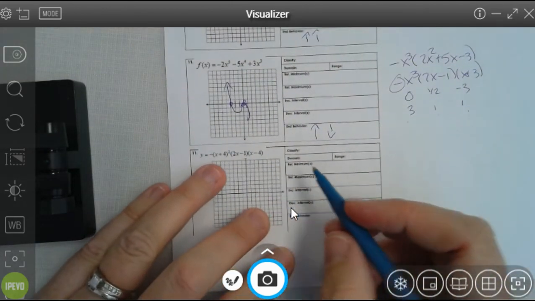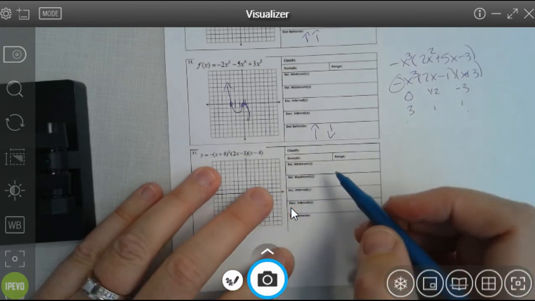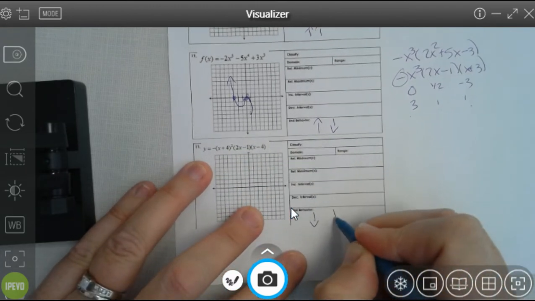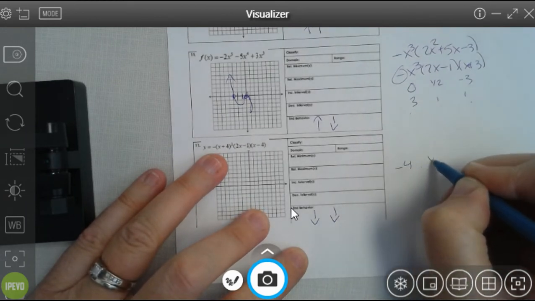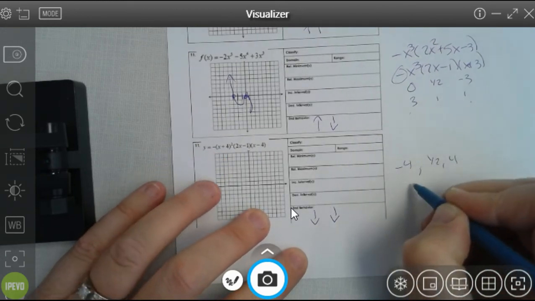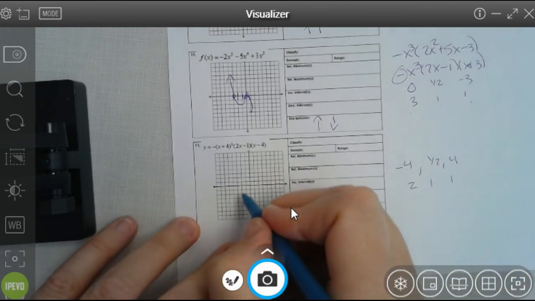All right, this one's already factored for us. There's 2, 3, 4. There's 4 zeros and it's negative. So this graph should be going down, down. My zeros are negative 4, 1/2, and 4. Multiplicity here is 2, 1, and 1.